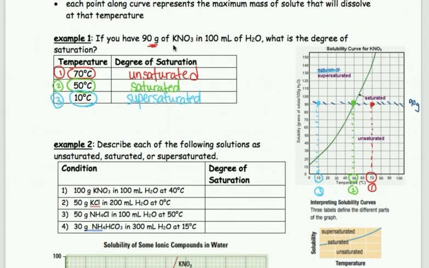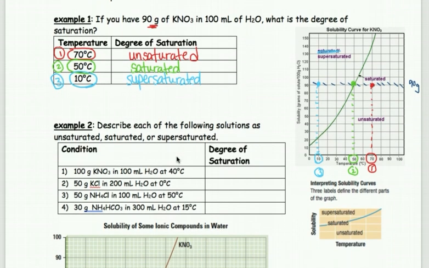So given certain conditions, so given the temperature, given the mass of the solute, can you determine what kind of saturation we have? Do we have an unsaturated solution, a saturated solution, or a supersaturated solution? Okay, example 2. So describe each of the following solutions. Again, we're describing them as supersaturated, saturated, unsaturated.